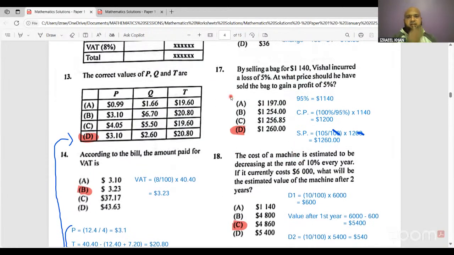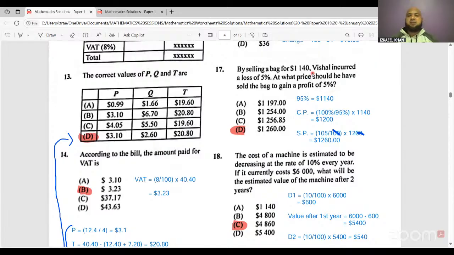All right, 17. By selling a bag for $1,140, we shall incur a loss of 5%. At what price should he have sold the bag to gain a profit of 5%? Very interesting question and very tricky as well. It's very easy for students to make errors with. So I'm going to show you all tonight what we should do.